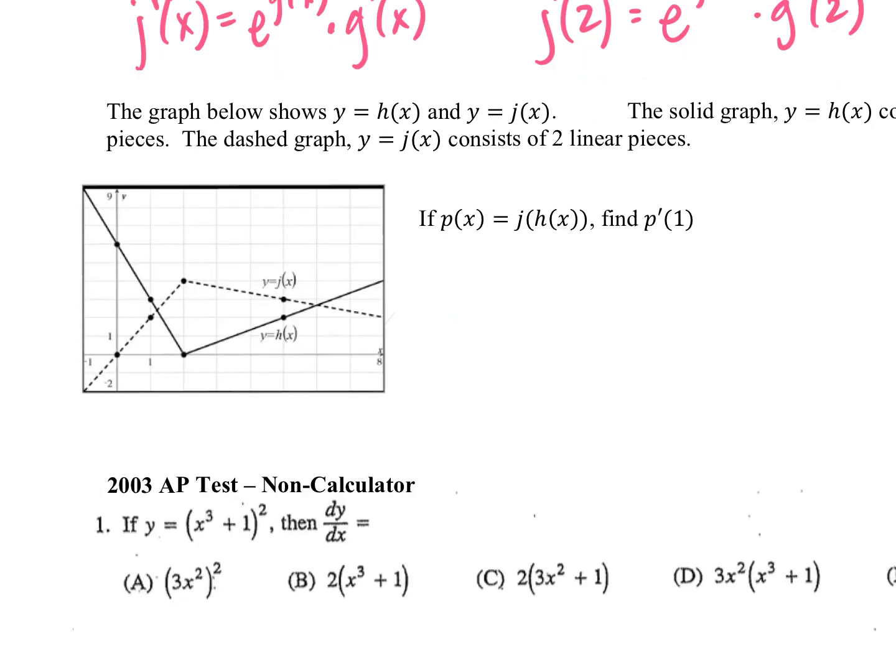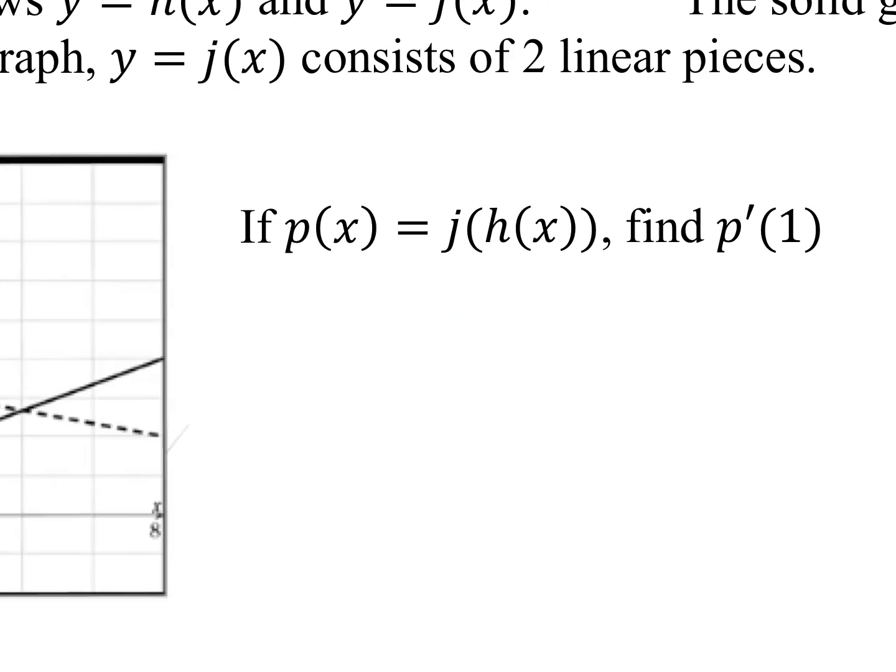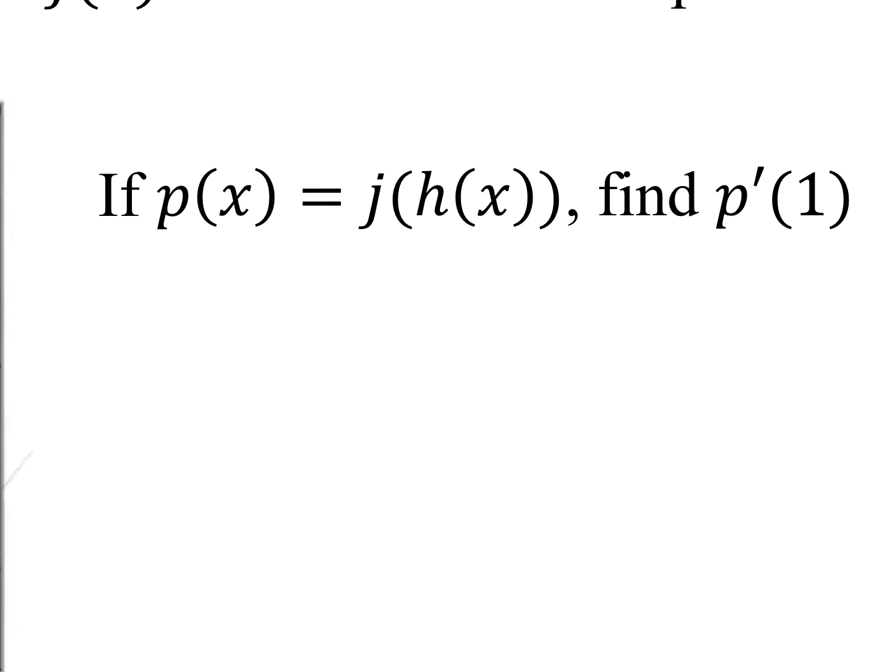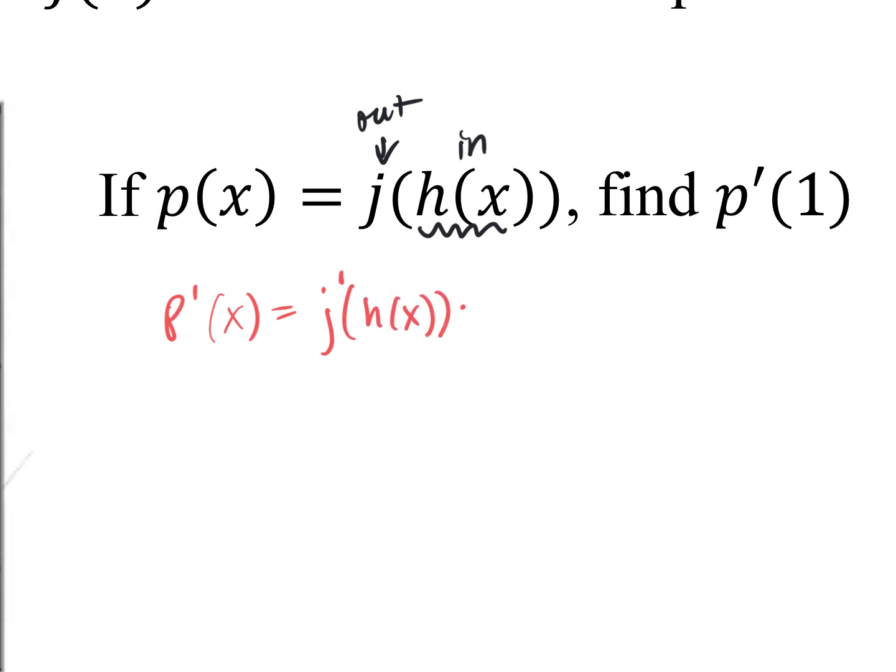Okay, you guys, what's going to be my outer and my inner of this p of x? J is my outer, H is my inner. So let's go find p prime of x first. Eat that shell. J prime, leave the chocolate, times the derivative of the chocolate. Love it. We need this in terms of 1.